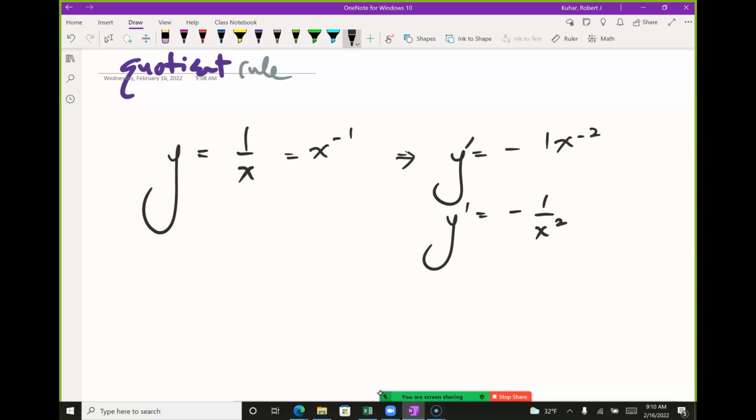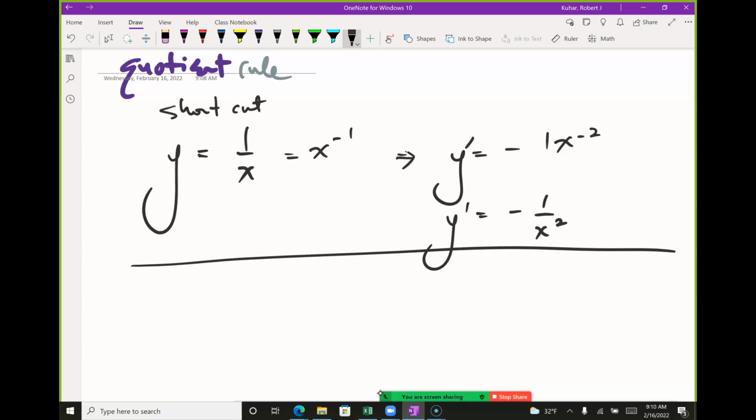So I want to see if my quotient rule will give me the same result. And remember, we're kind of learning these things in order. If the shortcut works, use the shortcut. If you need the quotient rule, use the quotient rule. If you need a chain rule, use the chain rule. So try the easiest. We're learning them kind of from easy to difficult, okay? So if you can take the quickest way, take the quickest way, right? But we're just trying to verify that the quotient rule works here.